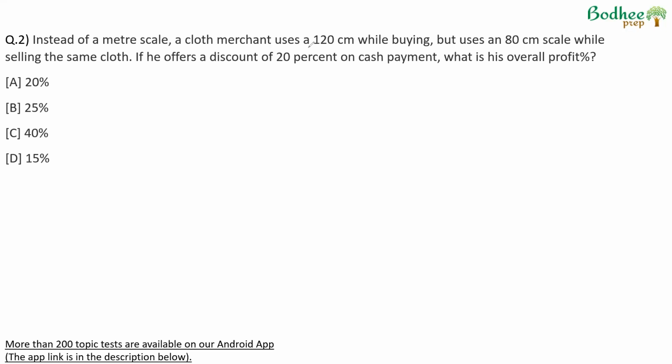Instead of a meter scale, a cloth merchant uses 120 centimeter while buying. So when he pays for 100 centimeters or 1 meter, suppose the cost price is rupees 1 per centimeter, he will get 120 centimeter of cloth. So he will pay for 100 centimeters, which is rupees 100, and get 120 centimeters while buying. Uses 80 centimeter scale while selling the same cloth.